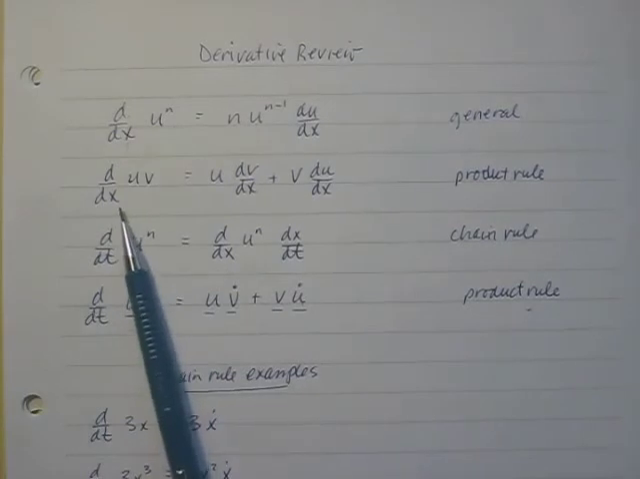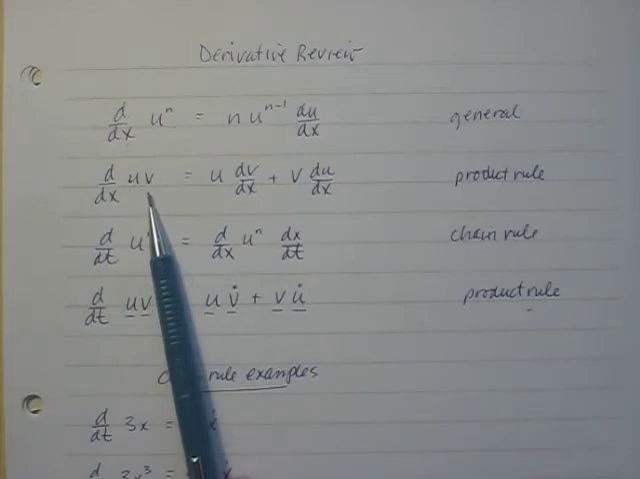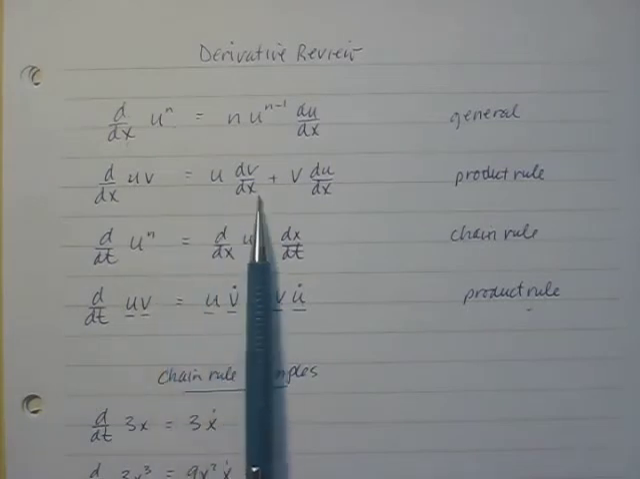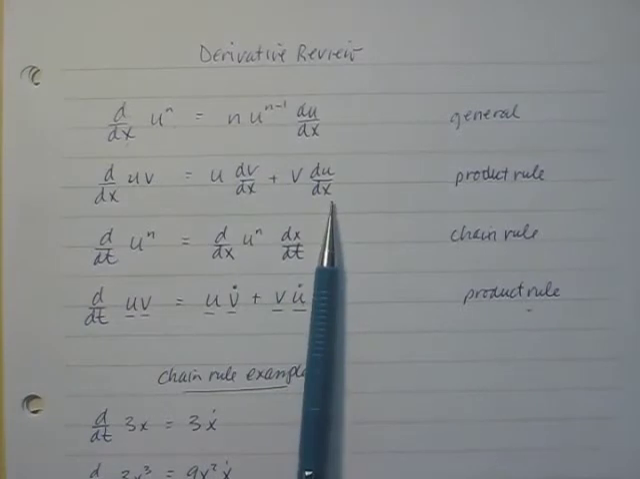The first general form of the product rule, if you have a product of two functions of x, is u times the derivative of v with respect to x plus v times the derivative of u.